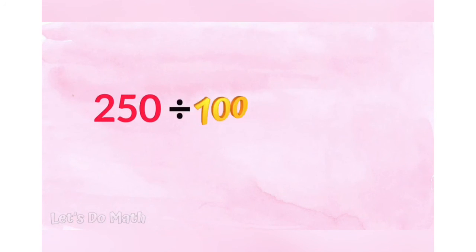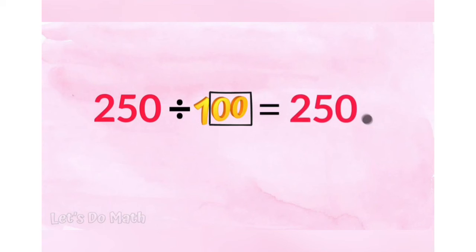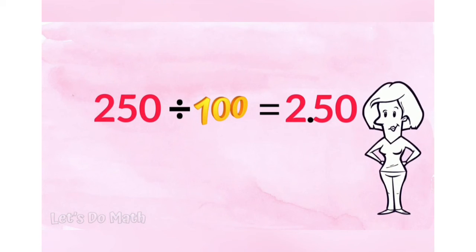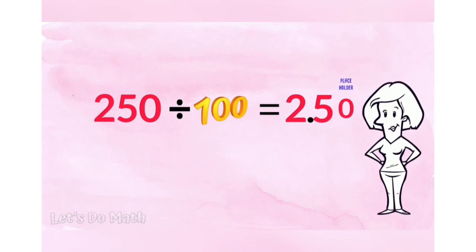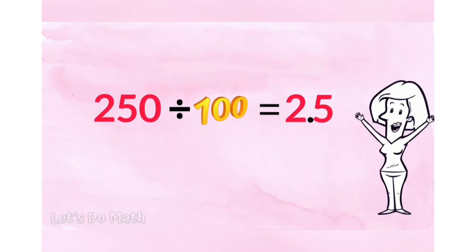The 0 is removed. We have 250. 2 zeros to move our decimal point. So we have 250. From outside it, we have 2. And so we have 2.50. The 0 again is allowed to go. So we are going to have 2.5.